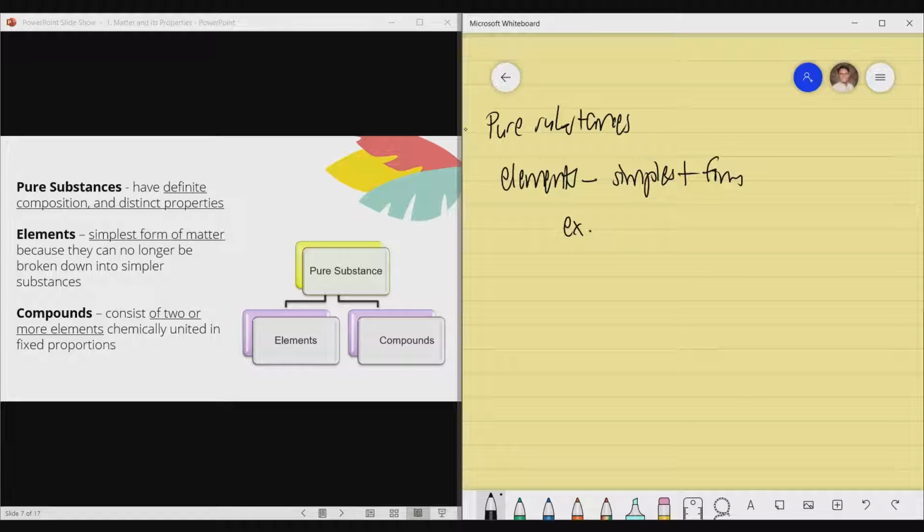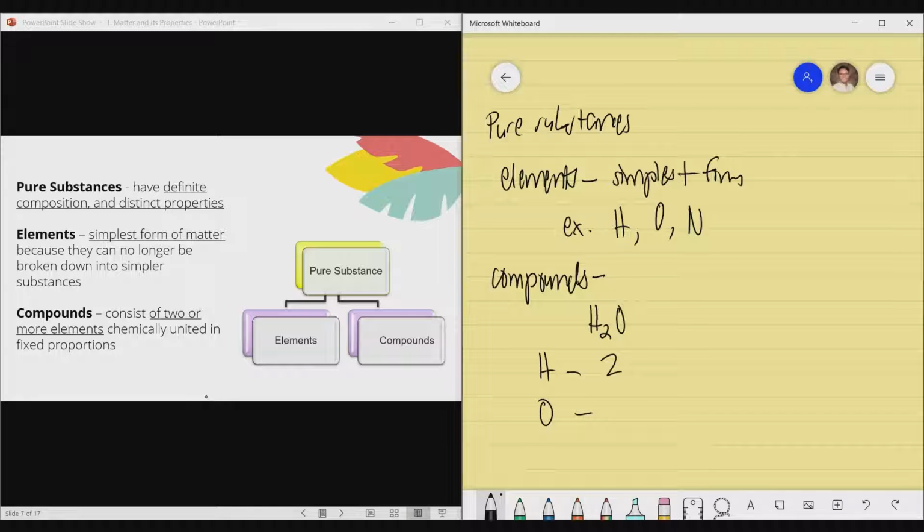Examples are your elements such as hydrogen, oxygen, nitrogen. And then we have your compounds. Ang definition po ay two or more elements. So say for example, H2O. Paano siya naging compound? Bilangin ilan ng element. Meron tayong elements hydrogen, oxygen. Dalawang hydrogen, isang oxygen. Meron ka ngayong dalawa o higit pang uri ng elements.